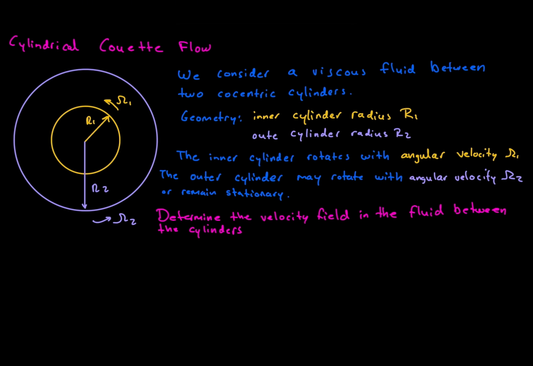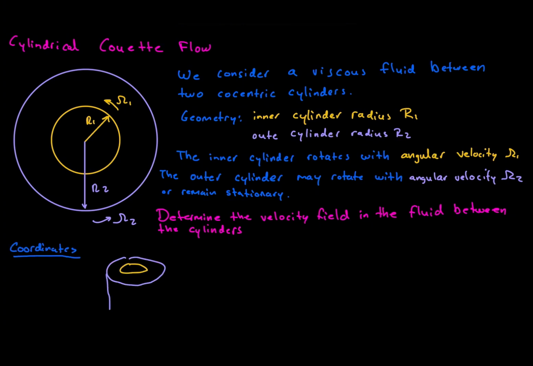We consider two concentric cylinders filled with a viscous, incompressible fluid. The inner cylinder has radius r1 and rotates with angular velocity omega 1. The outer cylinder has radius r2 and rotates with angular velocity omega 2, which may also be 0. The fluid occupies the region between the cylinders. Our objective is to determine the velocity distribution in the fluid.